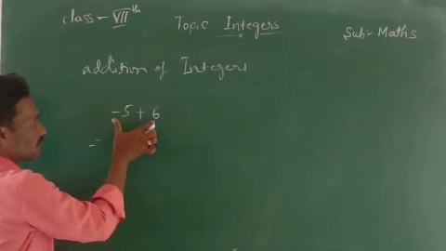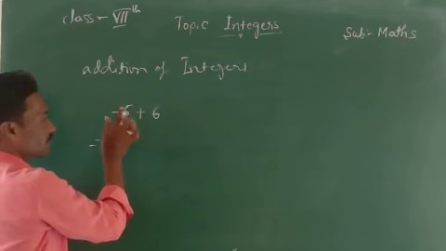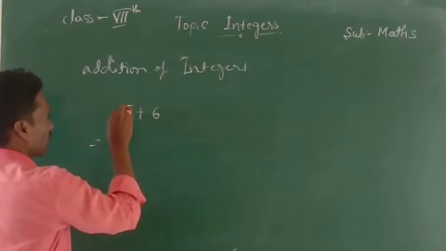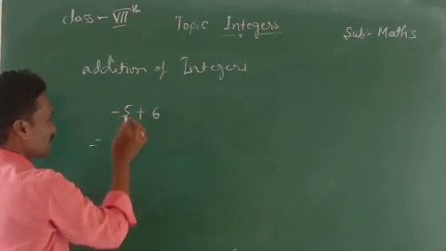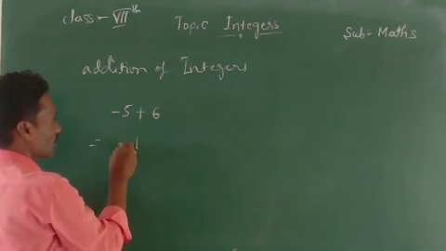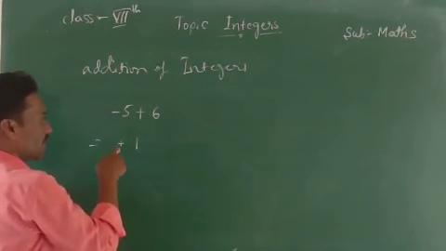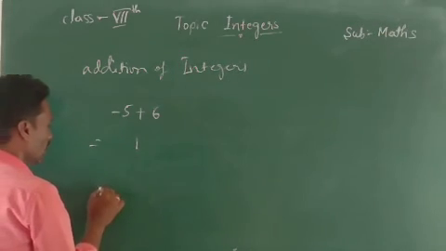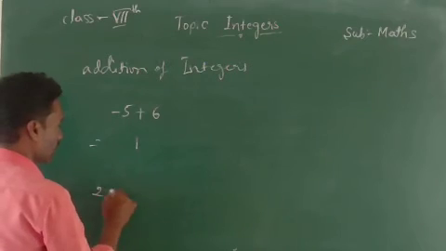Here we are going to get two signs. Two signs means we have to find the difference first. 6 and 5 are there. 6 minus 5 is 1. The bigger number's sign is the one we have to write. Plus is there. If you write plus, it is 1 only; if you do not write it, also 1 only. Like this we have to do. Some more examples we can see here.